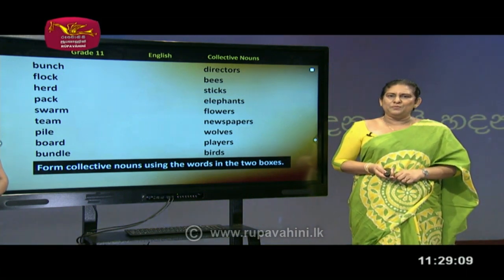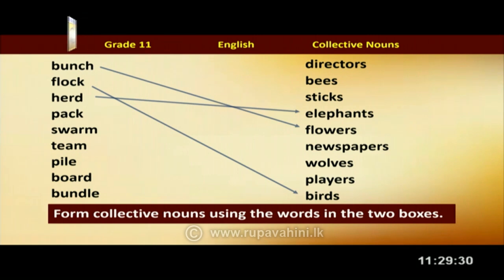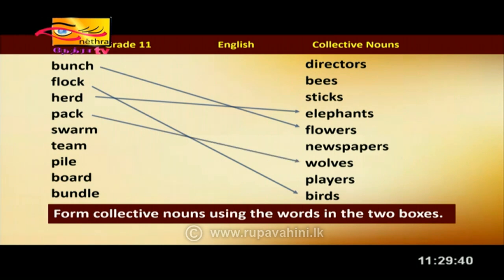Bunch, what should be the word that goes with bunch? Bunch always goes with flowers. Yes, bunch of flowers. The next one, flock. Children, can you find the word? Flock of birds. Herd. It's always going with herbivorous animals. Yes, herd of elephants. Pack. Pack is matching with wolves, I think. Yes, pack of wolves.